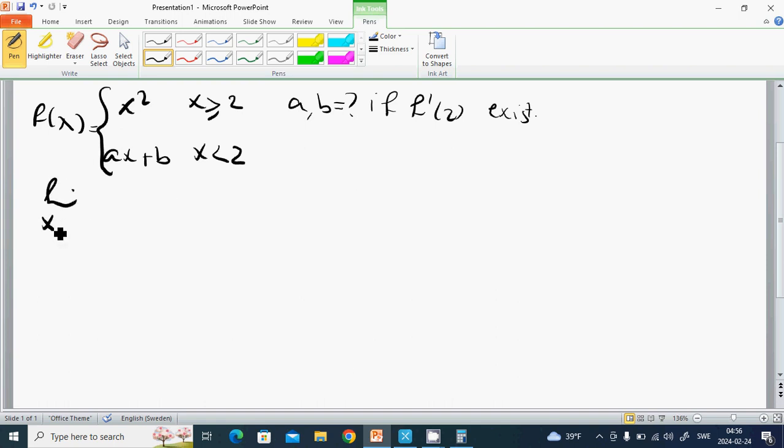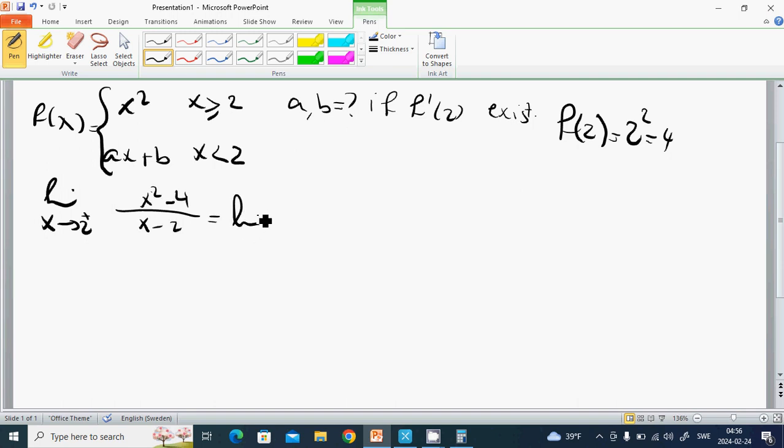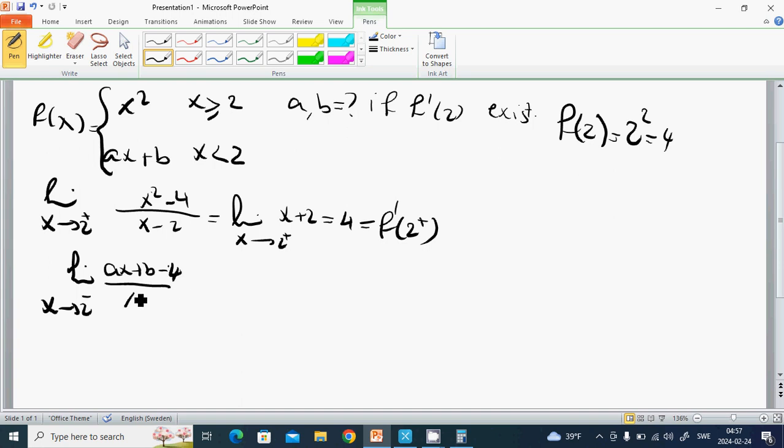The limit as x goes to 2 plus: f of 2 equals 2 to the power of 2, it is this value, and it is 4. Then it is (x squared minus 4) divided by (x minus 2), which is the limit of x plus 2 as x goes to 2 plus, and it is 4. It is f prime of 2 plus, and here the limit as x goes to 2 minus is (ax plus b minus 4) divided by (x minus 2).